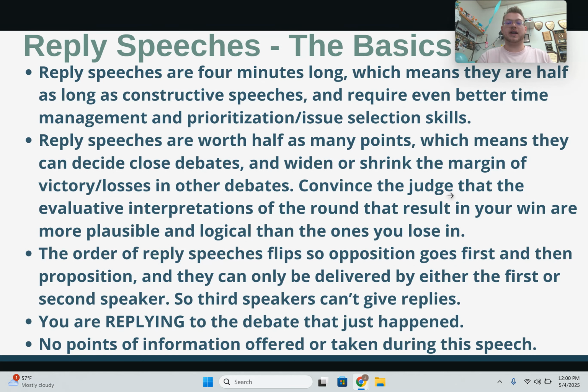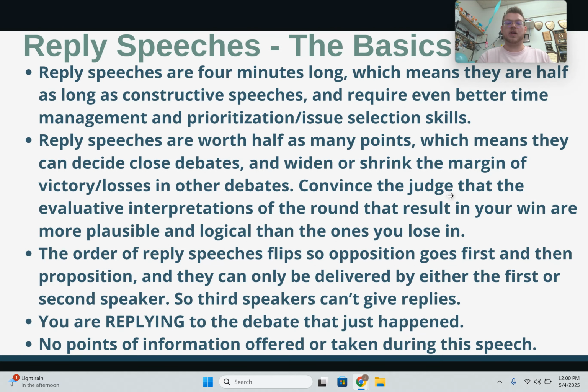World Schools rounds are decided by team points. So if the points are close after the first 6 speeches, then they can decide it, or they can make your win bigger or your loss smaller, which can also help you with seeding and tiebreakers at tournaments once you get to elimination rounds. Your job is to convince the judge that the interpretations of the round where you win make more sense than their interpretations of the round where you lose.